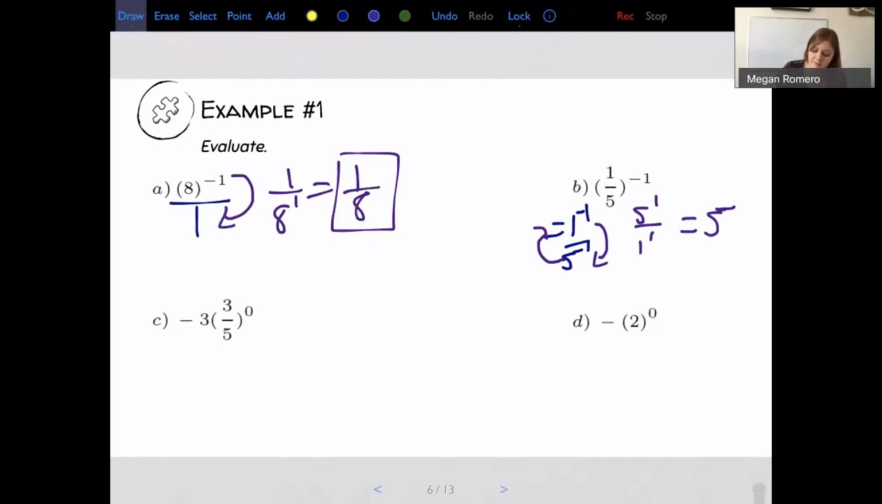Another way to do this problem is to flip what's inside first, so 1 over 5 becomes 5 over 1 to the positive first power, which becomes 5 to the first over 1 to the first, and again we get 5.